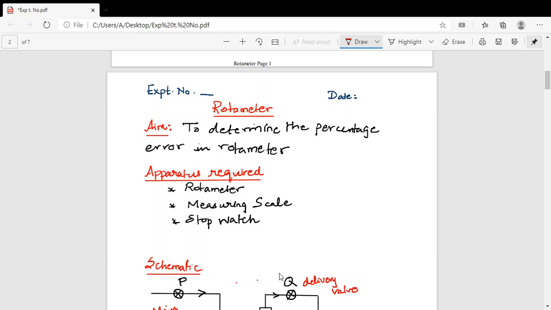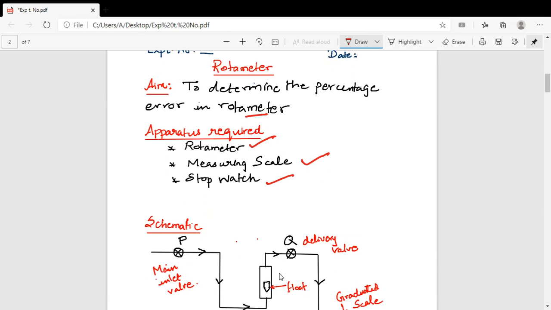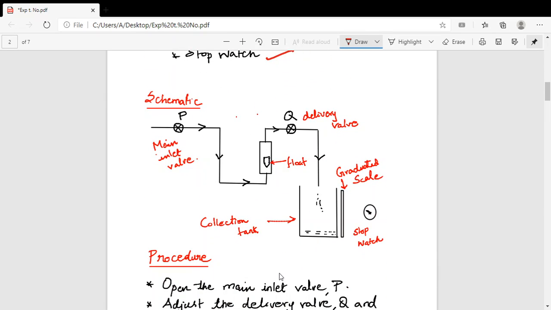So in this experiment we are going to determine the percentage error in a rotameter. To perform the experiment we will be requiring a rotameter, a measuring scale and a stopwatch. The schematic diagram will be like this.